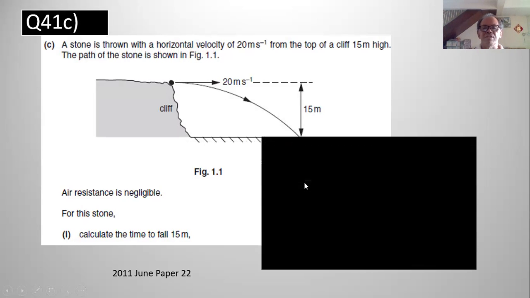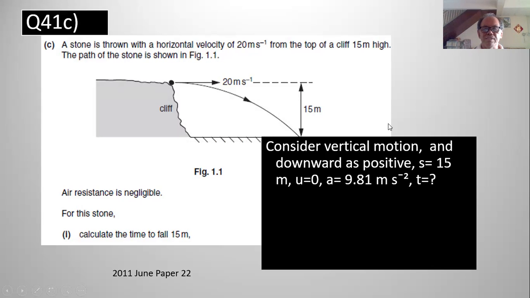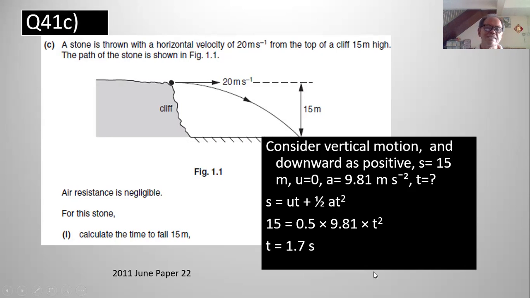So you consider vertical motion. Right? Consider what is given. Right? Height, vertical height is given. Initial speed is also 0. Right? This is horizontal speed. Remember, horizontal velocity. Vertical is 0. Take downwards as positive. So acceleration is 9.81. Choose the right equation. s equals ut plus half at squared. Put in your values. s is 15, u is 0, then half is 0.5, a is 9.81, and t squared. And using your calculator, we got 1.7 seconds.